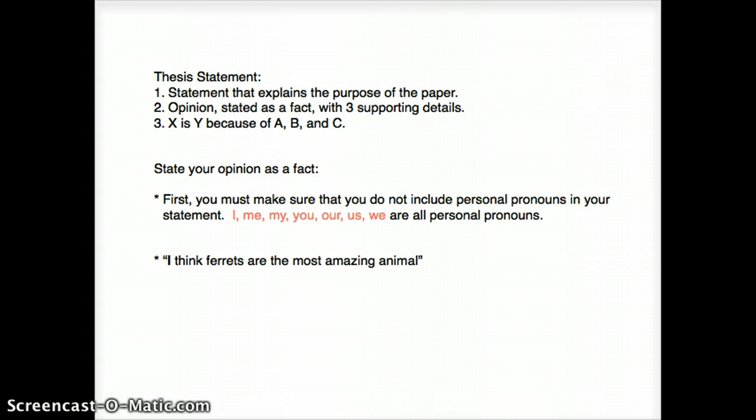For example, instead of having, I think ferrets are the most amazing animal, now let's delete the I think and just say that ferrets are the most amazing animal. Now it's become almost like a fact, which will cause your reader to want to know why they are the most amazing animal. Okay, so first thing we want to do is we want to have an opinion, and we want to state it as a fact.